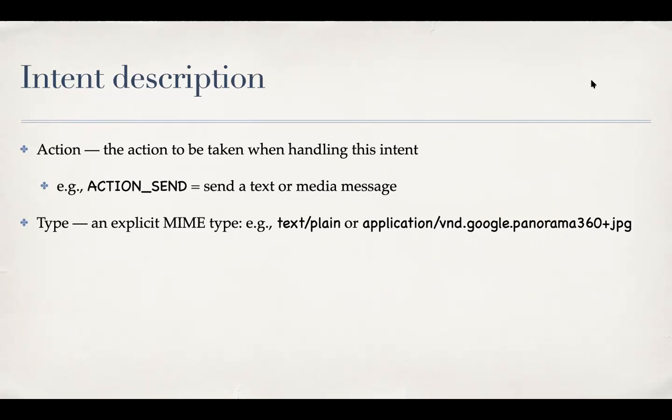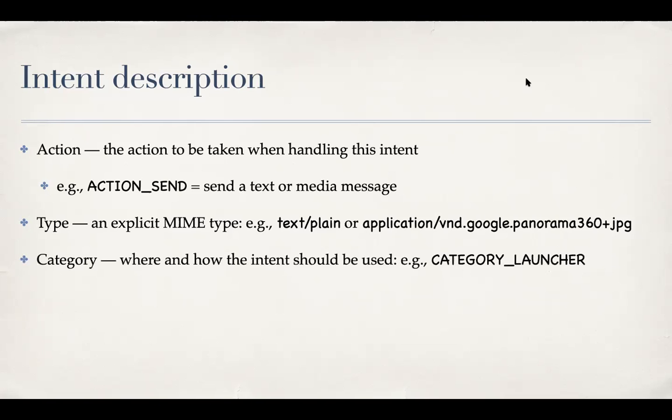The next one is type. So if you are sending some message, you may want to explicitly mention its MIME type, like the plain text, or as it says here, the panorama view picture in the JPEG format. And there are, of course, several such other types that you can mention. The third one is a category.